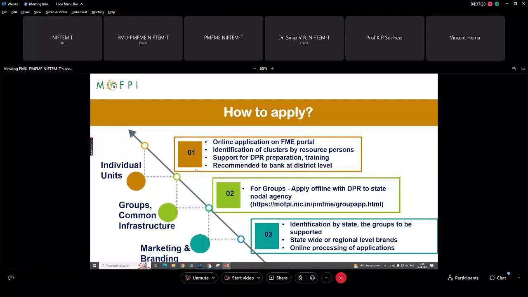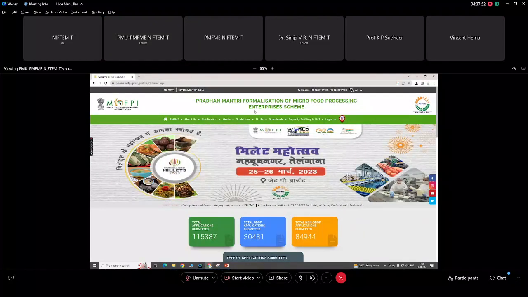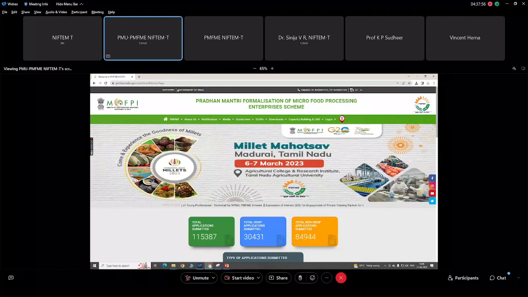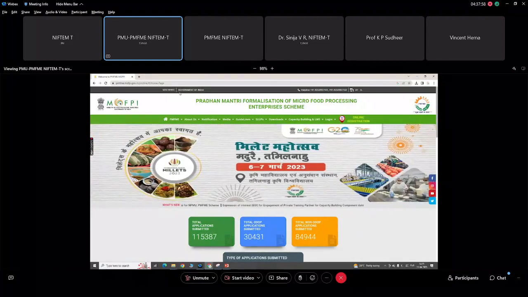For individual units, we can submit online application directly on the online portal. For groups and common infrastructure like common incubation facilities and all, we are having a separate online portal at our NIFTEM Thanjavur website where you can submit your applications, then further approval procedures will follow. This is the portal of the Ministry of Food Processing Industries where you can submit your PMFME application.